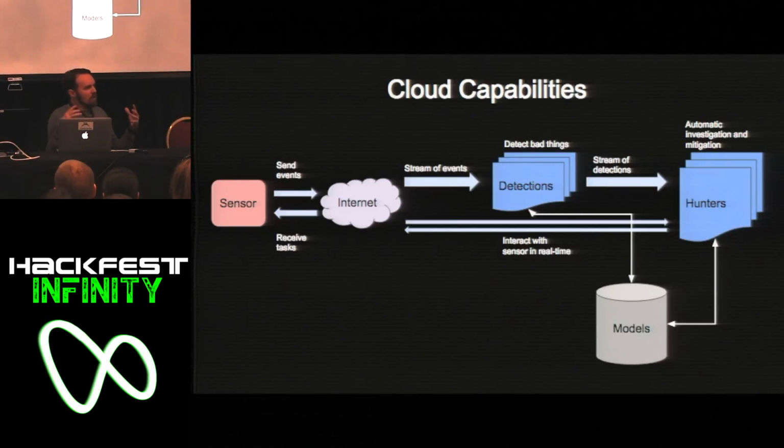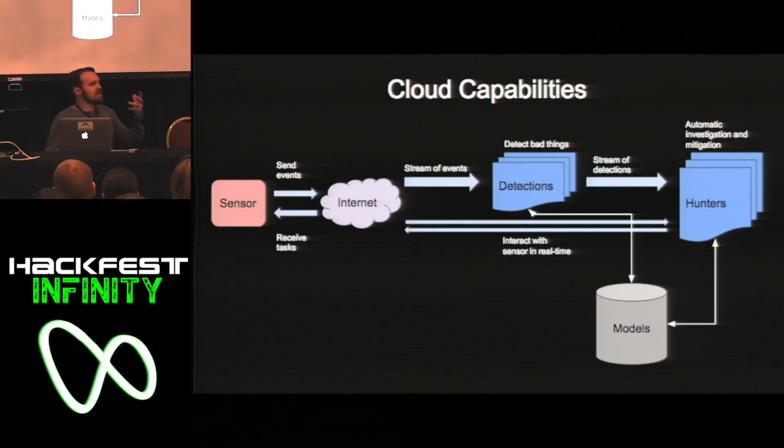Now, I talked a lot about capabilities in a kind of hand-wavy way. This is just an overview of the capabilities. What can you actually do easily with LimaCharlie? The main three are on the right side. You have detections, hunters, and models. I'll go over it to show what it means. Essentially, events come from your sensors to the backend. They get fed to detections. So that's where you're going to detect stuff.